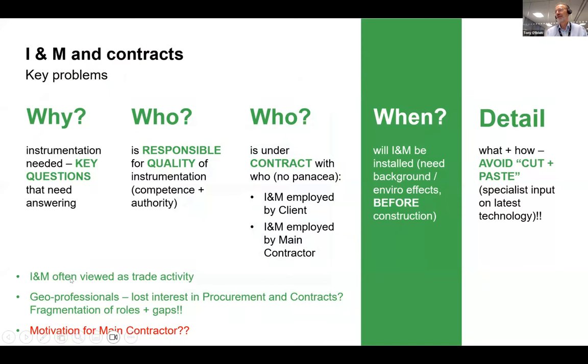And a problem is instrumentation monitoring is often seen as a trade activity. And maybe a challenge here for geotechnics people is that we need to take an interest in procurement and contracts and the fragmentation of roles. And again, it comes back to making sure the main contractor is motivated to do a good job.